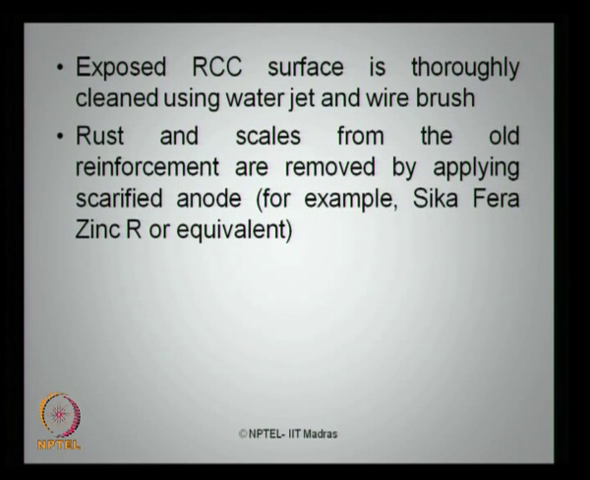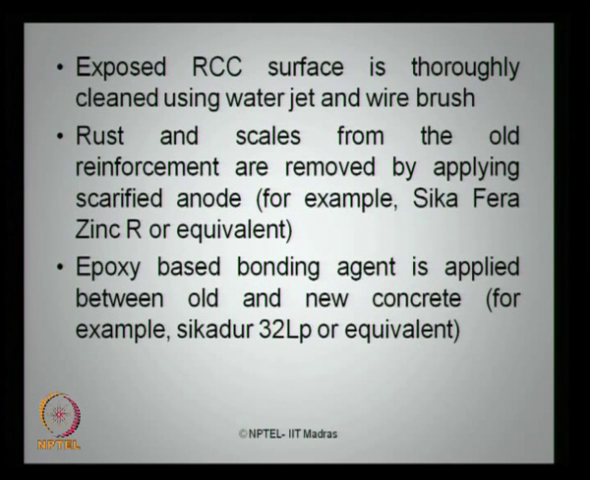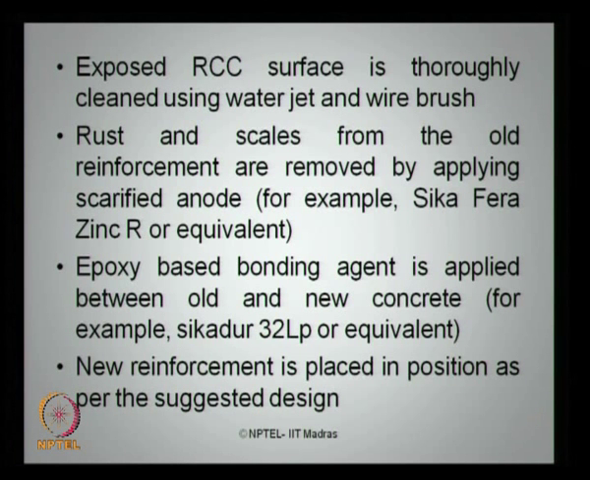Rust and scales from the old reinforcement are completely removed, and a sacrificial anode, which for example can be a silica, ferro zinc or chemical compound or equivalent, is applied. Epoxy based bonding agent is then applied between the old and new concrete. For example, Sikadur 32 LP or equivalent can be used for such kind of applications. New reinforcement is now placed in position as per the suggested design.